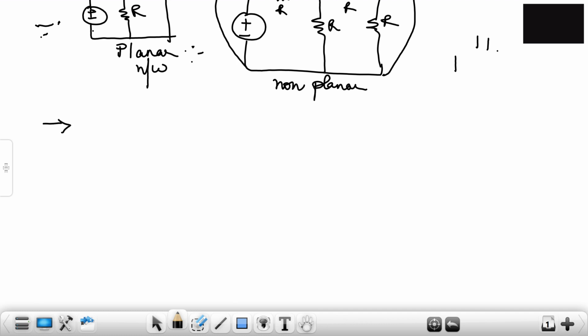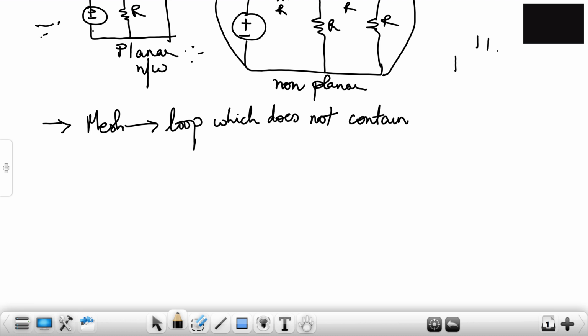Now, how is mesh defined? Mesh is defined as a loop which does not contain any other loops within it. That is the definition of mesh. Again, I repeat, mesh is a loop which does not contain any other loops within it.